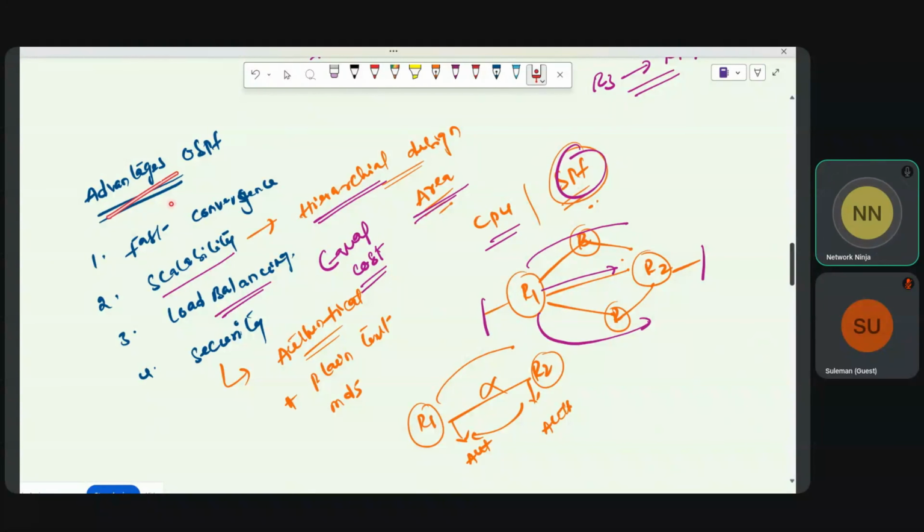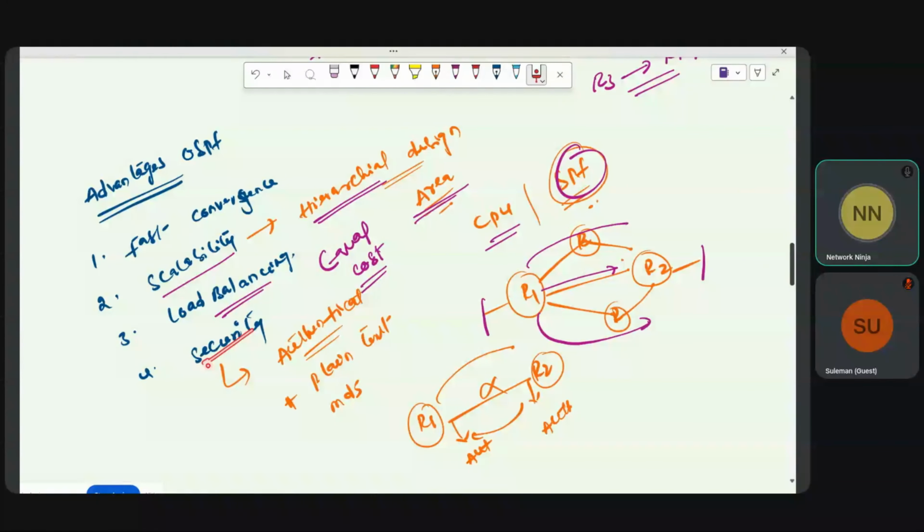And in advantages, we covered the fast convergence and the scalability, because we are going to use the hierarchical design, like we are going to divide the network into different areas. We discussed load balancing as well, and you need to memorize this point: OSPF does load balancing only with equal cost paths.